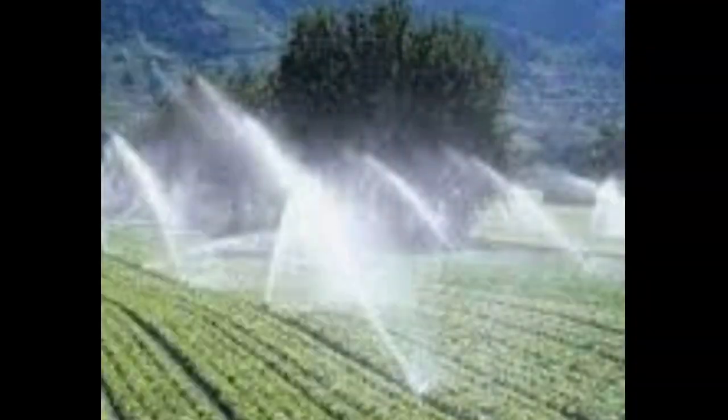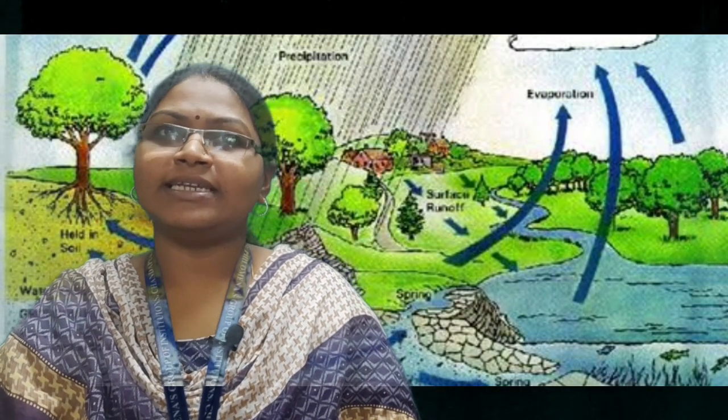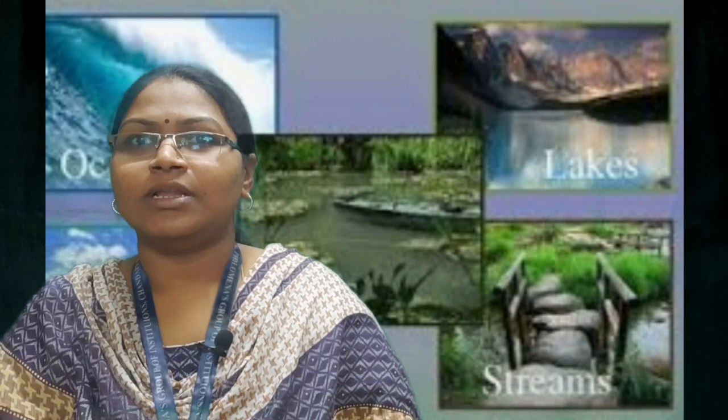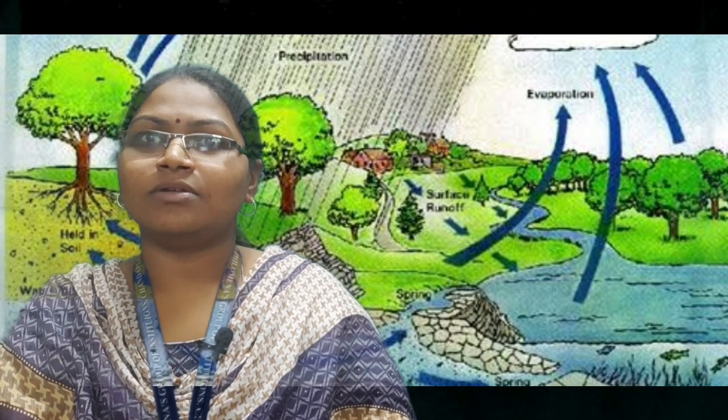Next one is irrigation. The supply of water to crops at regular intervals is called irrigation. The time and frequency of irrigation varies from crop to crop, soil to soil and season to season as well. So what are the sources of irrigation? The sources of irrigation, or supplying water, are wells, tube wells, ponds, lakes, rivers, dams and canals as well.